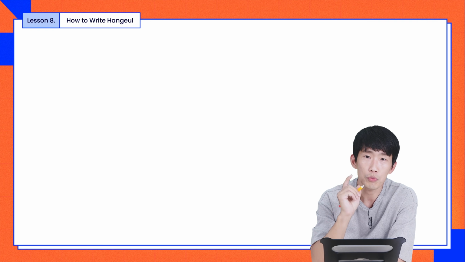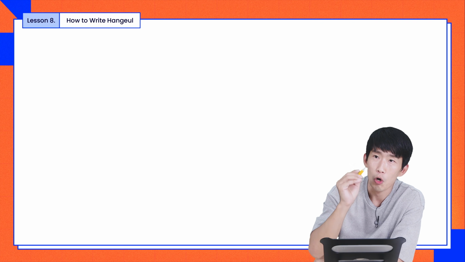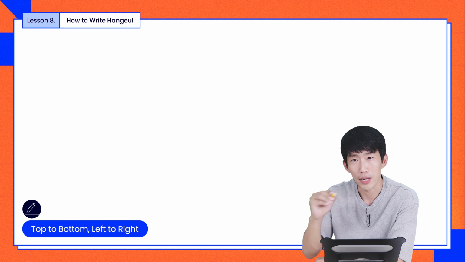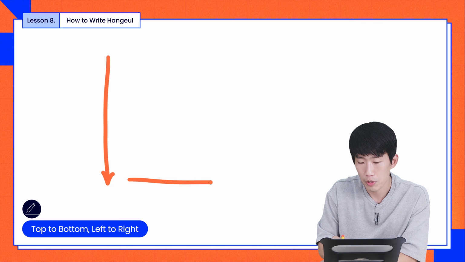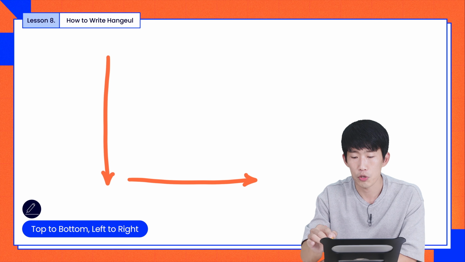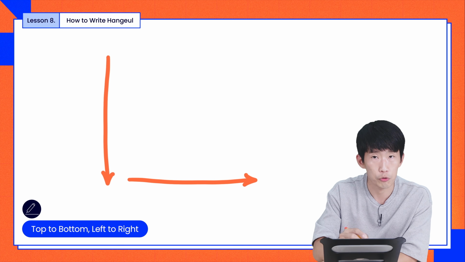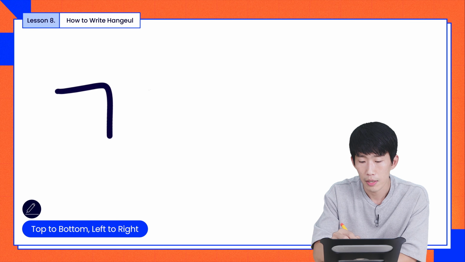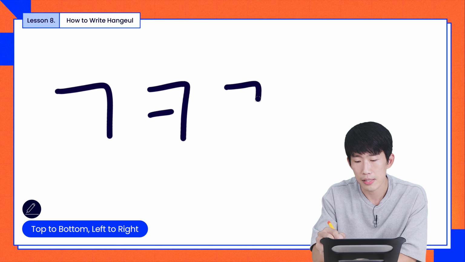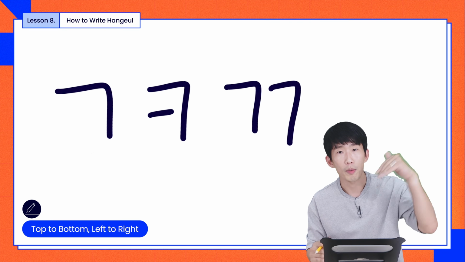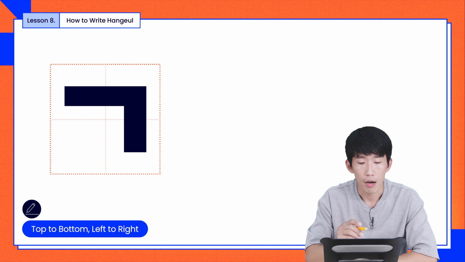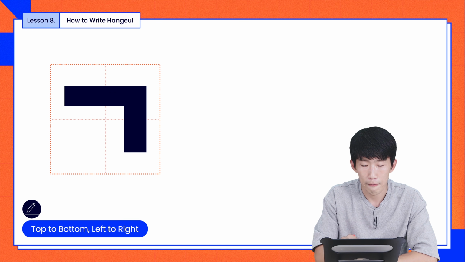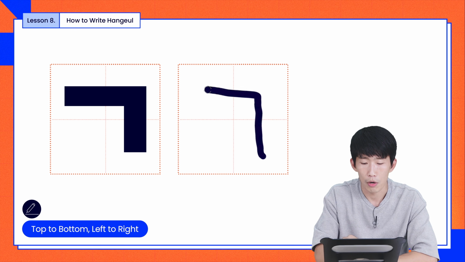Okay, so one rule to remember. Just go from top to bottom, left to right. I'll show you what I mean. Top to bottom, left to right in general. So let me show you some consonants that you already know how to read. So 기역, 키읔, and 쌍기역. How do you write this? Top to bottom, left to right. So when you look at this consonant right here, you don't want to go necessarily from bottom to top or right to left.